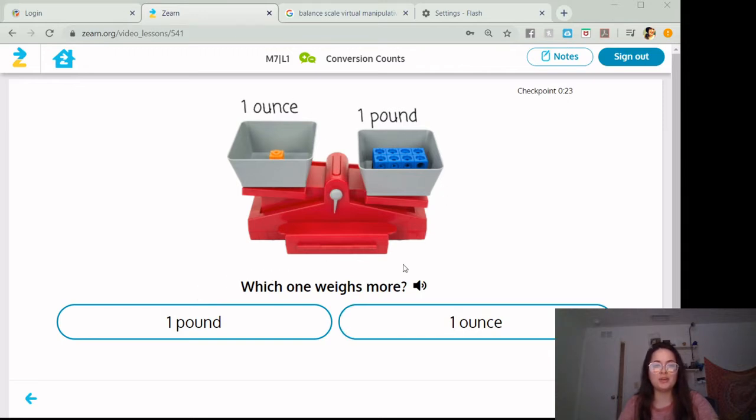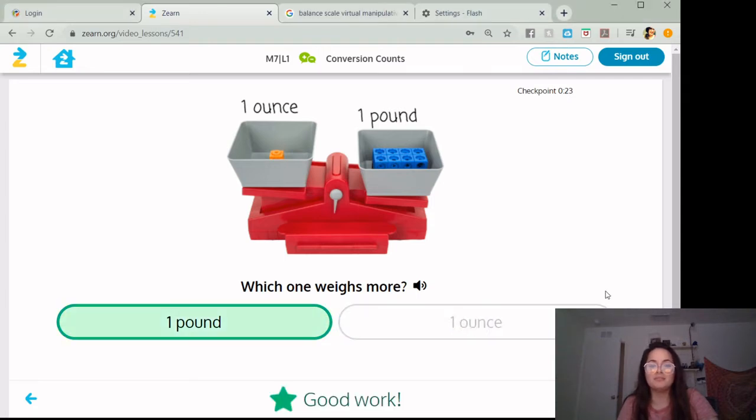What do we notice? Which one weighs more, the ounce or the pound? Go ahead and tell me. Maybe you sound weird to anybody who's over here and you talk to your computer. So which one weighs more? If we look at the scale, it looks like this one is weighted down more. It dips lower than the 1 ounce. So the 1 pound is going to be weighing more than the 1 ounce.